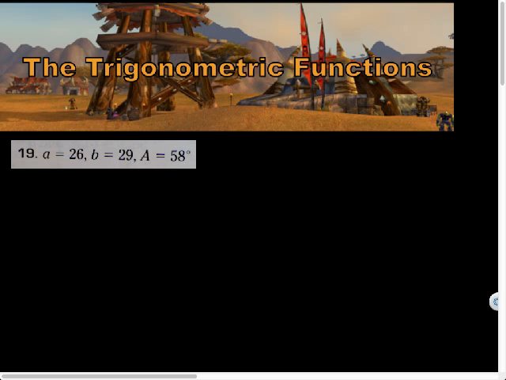Greetings and welcome, friends. We've been talking lately about the law of sines, and specifically on our homework, page 324 last night, we were considering cases in which we have two possible outcomes.